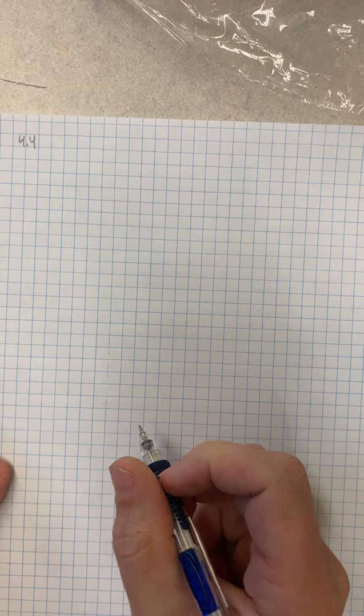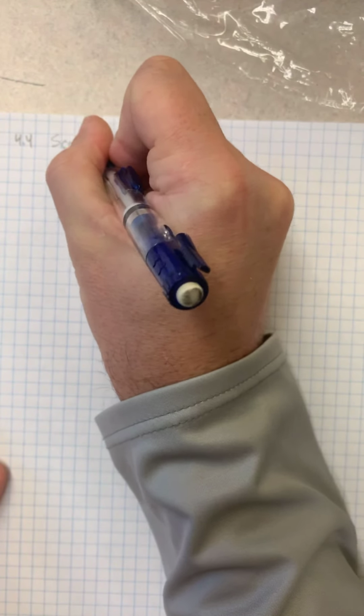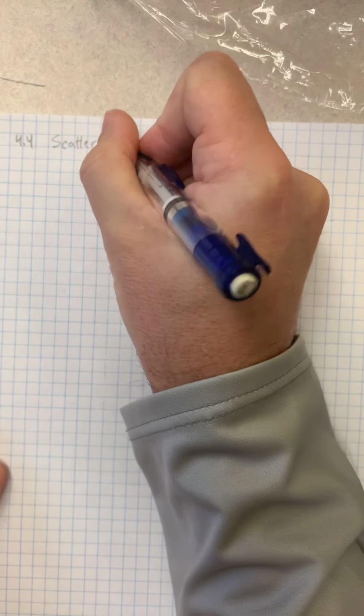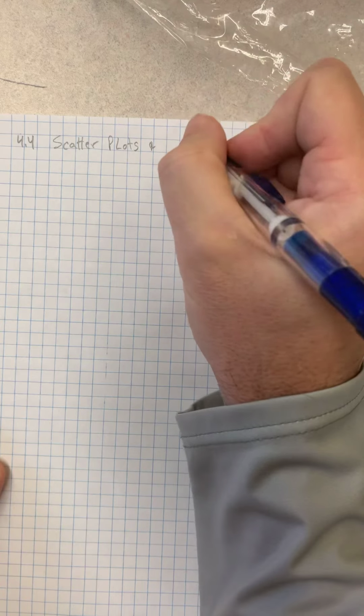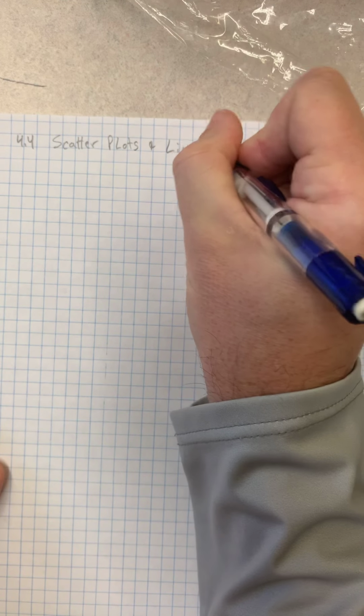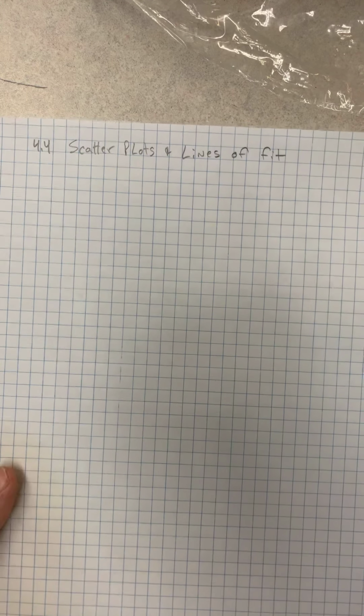This is 4.4. Scatter plots and lines of fit.